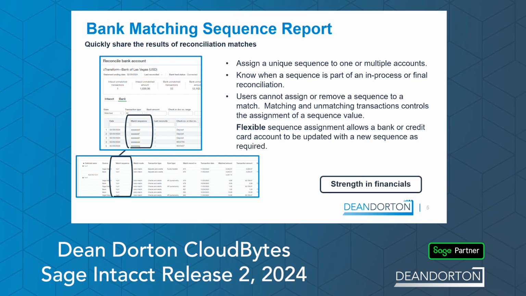It is unique to one or multiple accounts. So you can have it set up so that you're not getting repetitive numbers and possibly getting confused. It will indicate when it's part of an in process or a finalized transaction. And as I said earlier, users cannot affect these numbers. They can't assign them. They can't remove them. It is something that is controlled and done by the Intacct solution itself. So you know that it is an actual matching of transactions together, and no one's trying to alter anything within your environment.